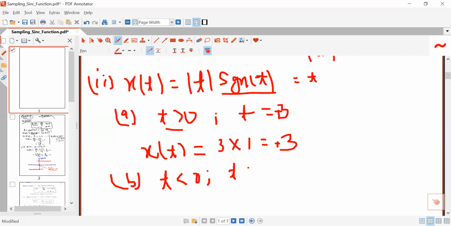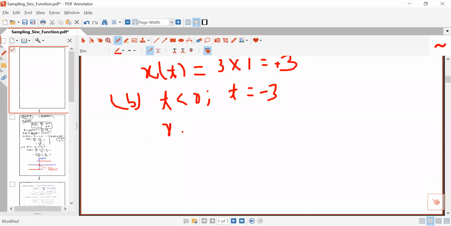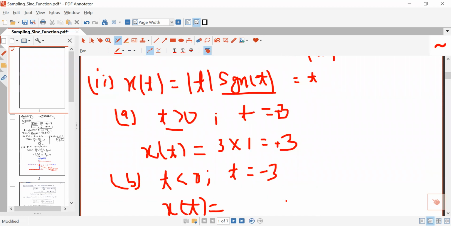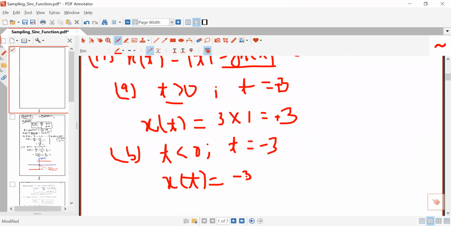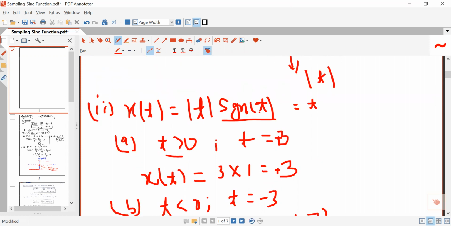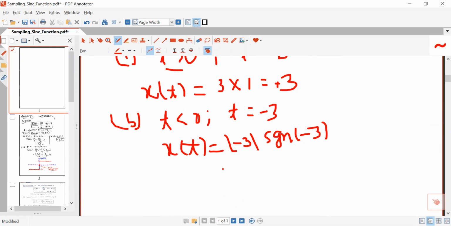Let us consider t is minus 3, which is less than 0. What will be the value of xt? Xt will be mod of t, mod of minus 3, into signum t, and in place of t, you have substituted minus 3. So mod of minus 3 will be 3. But for t less than 0, here it is minus 3, which is less than 0, signum function will be minus 1. So you will get minus 3.